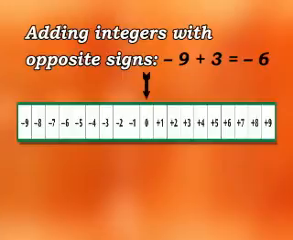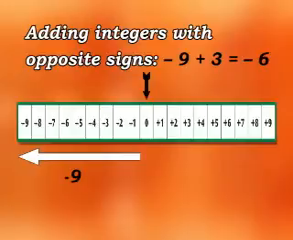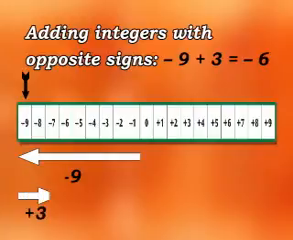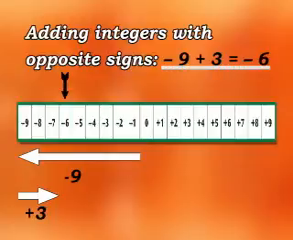Let's mark minus 9. Minus 1, minus 2, minus 3, minus 4, minus 5, minus 6, minus 7, minus 8, minus 9. Let's add 3. So we go the other way. Plus 1, plus 2, plus 3. And where do we end up? Minus 6. So you can see that minus 9 plus 3 equals minus 6.